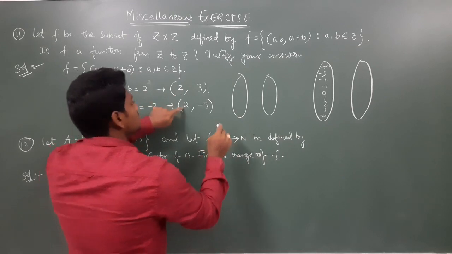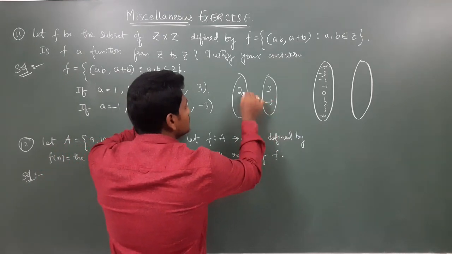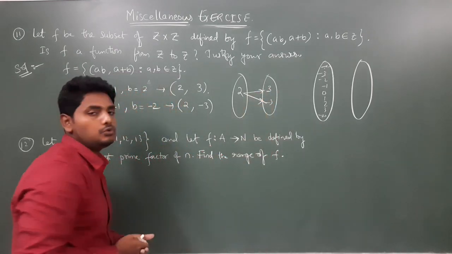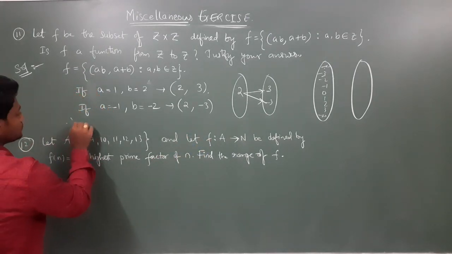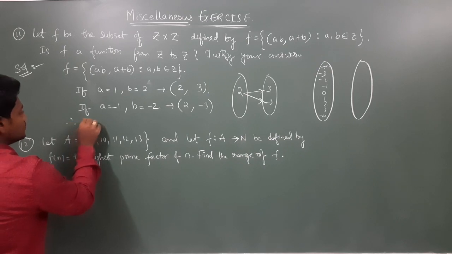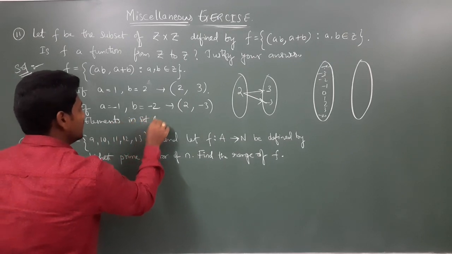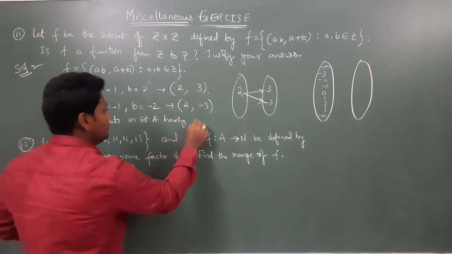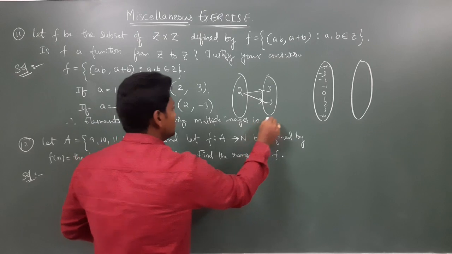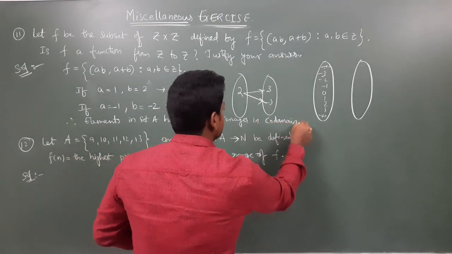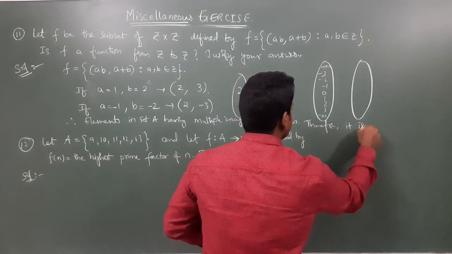That means the first set element 2 is having image 3 and 2 is having image again minus 3. That means 2 is having 2 images. So can we call this a function? No, absolutely not. Therefore, elements in set A having multiple images in the codomain, therefore it is not a function.